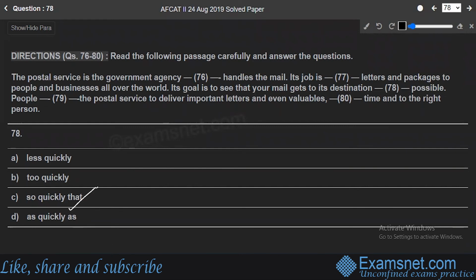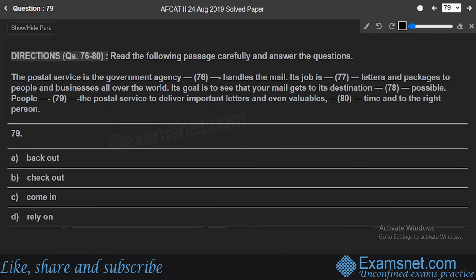So this option D is the answer to the given question. Hope that's clear. So here will be as quickly as possible. Okay, let's move next, question 79.